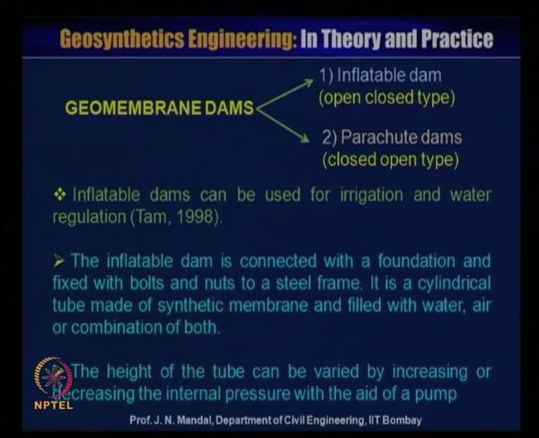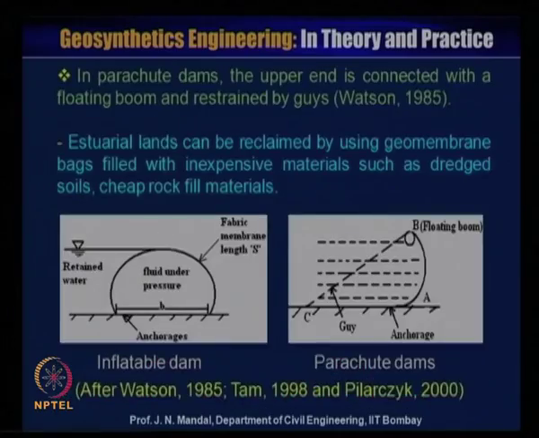An inflatable dam can be used for irrigation and as a water regulator, Tam 1998. This inflatable dam is connected with a foundation and fixed with bolts and nuts to a steel frame. It is a cylindrical tube made of synthetic membrane and filled with water, air, or a combination of both. The height of the tube can be varied by increasing or decreasing the internal pressure with the aid of a pump. Here you can see the inflatable dam and the parachute dam. In the parachute dam, the upper end is connected with a floating boom and restrained by guys, that is Watson 1985.